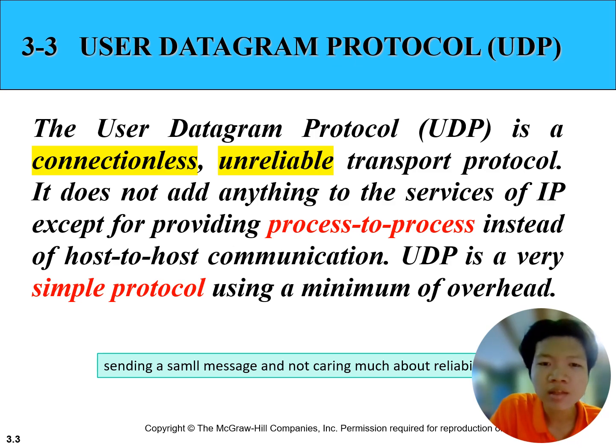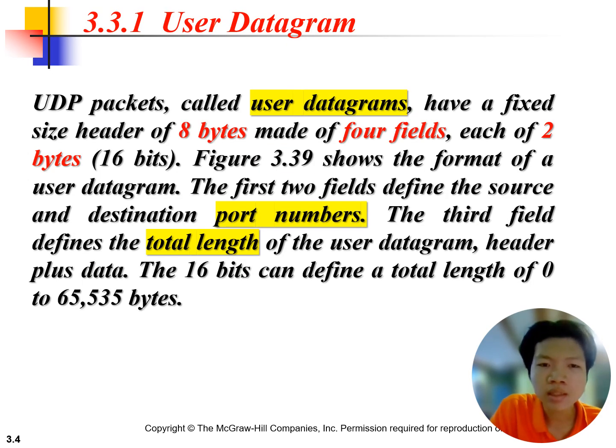The user datagram protocol is a connectionless, unreliable transport protocol. It does not add anything to the services of IP except for providing process to process instead of host to host communication. UDP is a very simple protocol using a minimum of overhead. UDP packets, called user datagrams, have a fixed header size of 8 bytes made of 4 fields, each of 2 bytes.